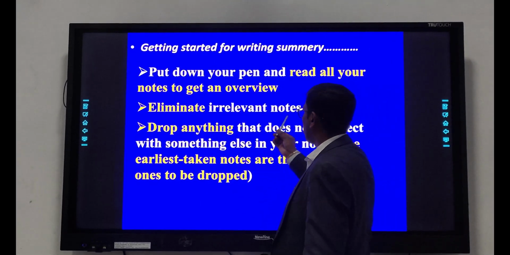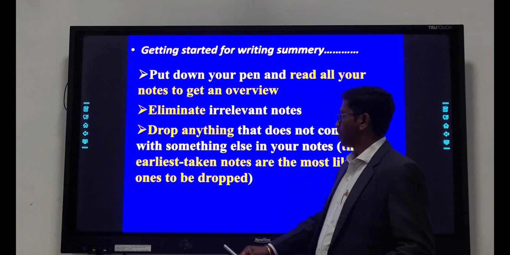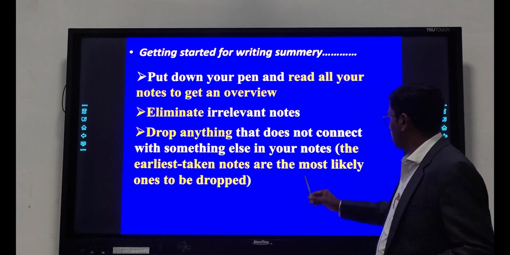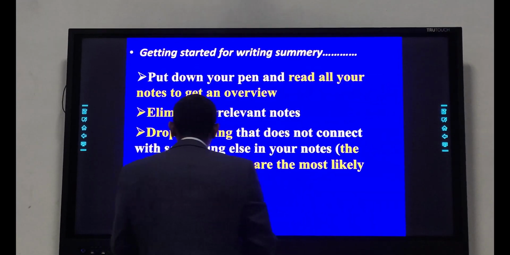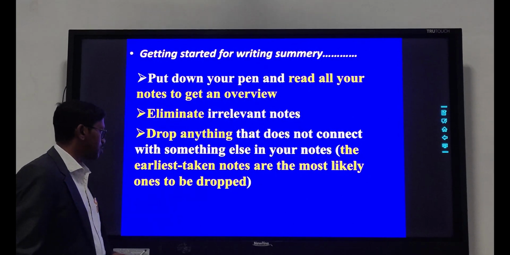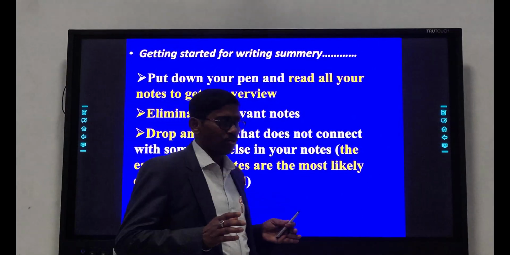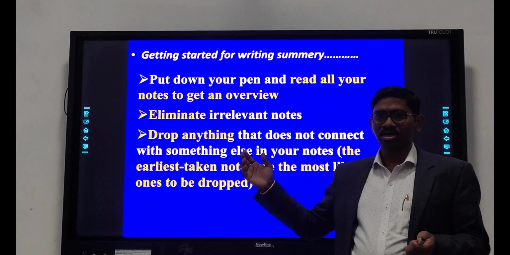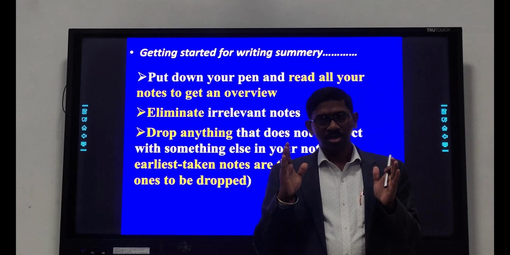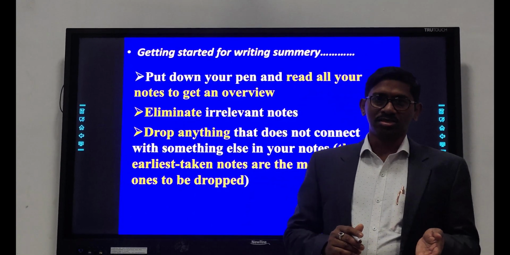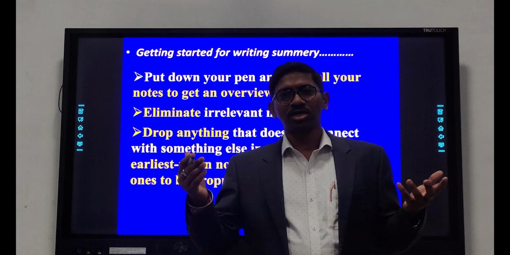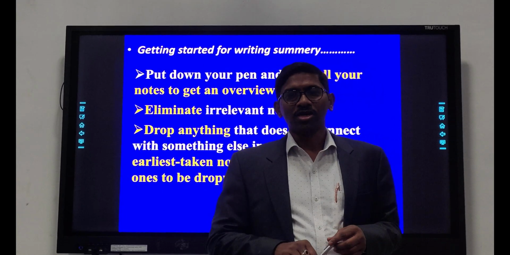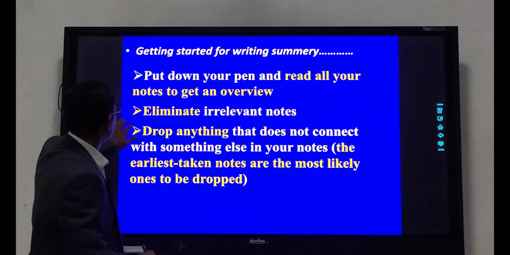Try to eliminate the irrelevant notes. Drop anything that does not connect with something else in your notes. That means the earliest taken notes are the most likely ones to be dropped. Initially, while scanning the whole material, starting from introduction to acknowledgement, you prepare some rough notes. But at the time of finalizing the summaries, you have to drop some of the unimportant information which was taken earlier.